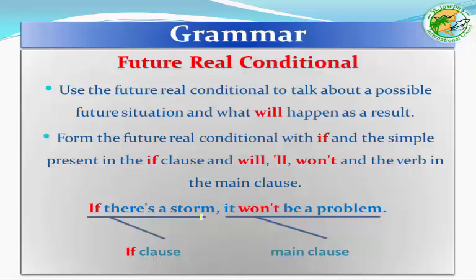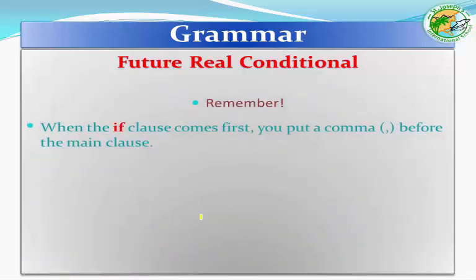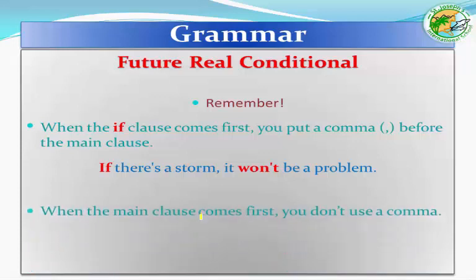Okay? Remember that we have to put a comma after the if clause and before the main clause. We have to put it like this: if there is a storm, comma, it won't be a problem. When the main clause, will plus infinitive, comes first, you don't have to put a comma. It won't be a problem if there is a storm. There is no comma.